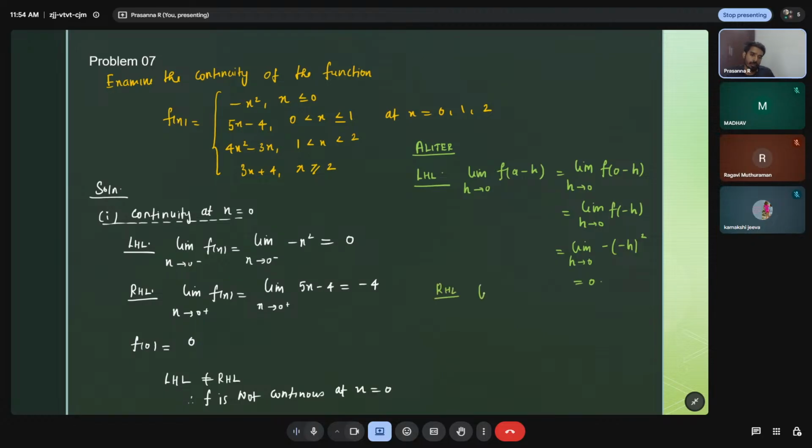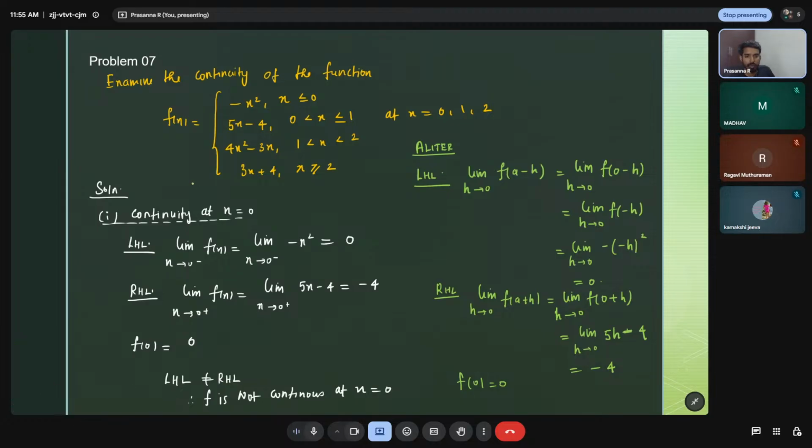Now you find RHL, limit h tending to 0 f of a plus h. Now we are checking continuity at 0, so my a will be 0. The limit h tending to 0 f of 0 plus h. So f of 0 plus h is here. So we need to find f of h. So f of h is what? 5h minus 4. When I apply the limit, you'll be getting minus 4. See, same thing only, but I'm just making use of the definition. And function value at 0 is 0. And the same story you have to write, where LHL is not equal to RHL. Now it is not continuous at 0.